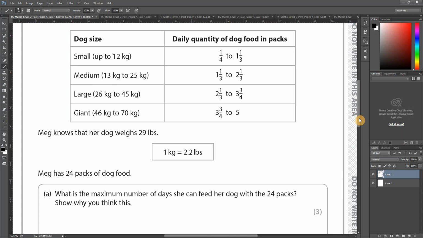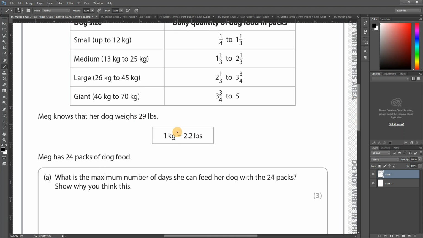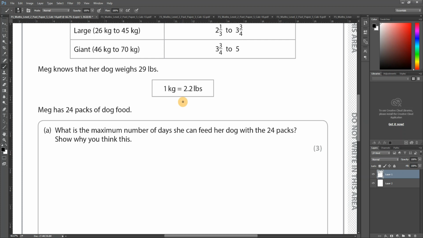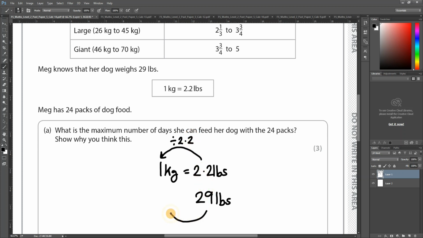So if her dog weighs 29 pounds, well, let's change it to kilograms, because they're talking about kilograms here in the table, aren't they? So let's rewrite this conversion here. 1 kg equals 2.2 pounds. We've got 29 pounds, that goes here. Yeah, so we're going this way. So we're going from 2.2 to 1, definitely dividing by 2.2. So you're going to have to do the same here as well.